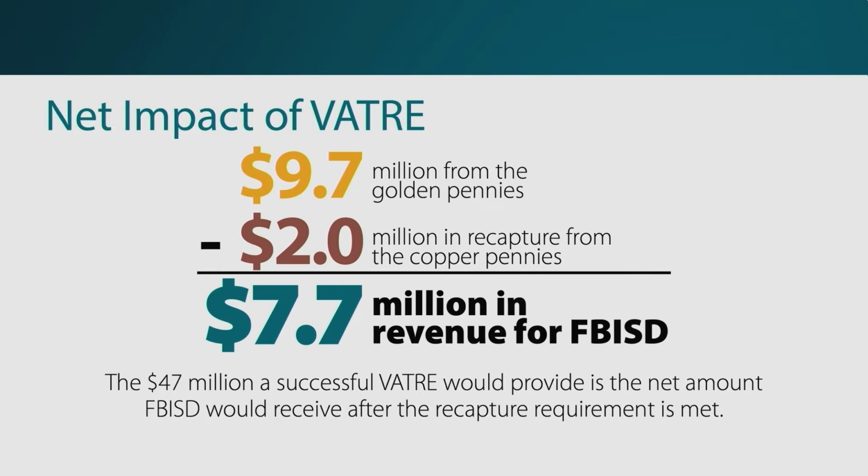So what's the net impact of this? And this is where, I think, there's a lot of confusion. But while we will have recapture, that is way more than offset by the new state revenue that we'd be getting of 9.7. So the net impact of the VATRE is to have 7.7 million more from the state, okay? 9.7 that they'd be sending us, 2 million that would be in recapture. And that's all part of the $47 million that we would be provided.